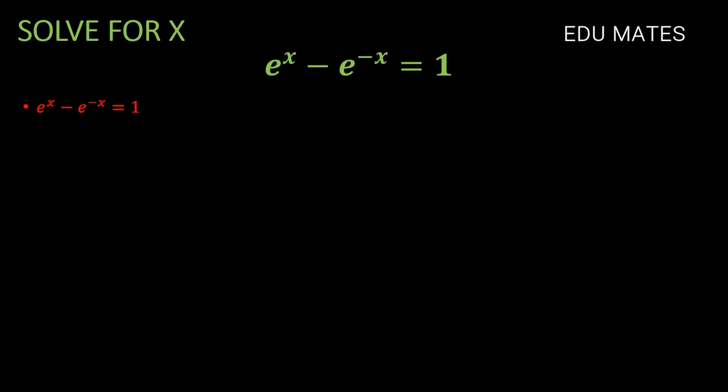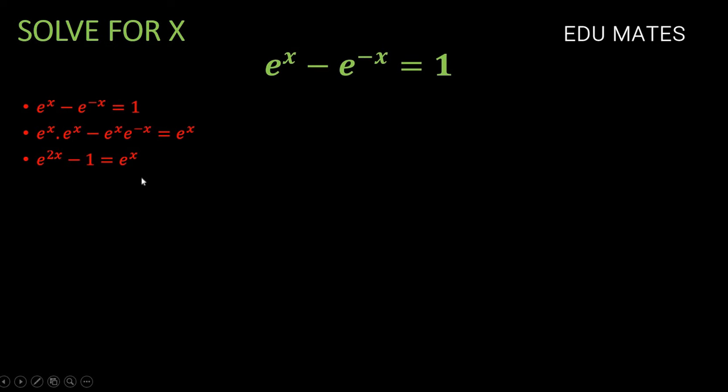First of all, multiply each and every term by e to the power x and our equation will become e to the power x times e to the power x minus e to the power x times e to the power minus x equals e to the power x. Okay, so the bases are same, so the powers will be added up and it will become x plus x equals 2x. So our first term will be e to the power 2x. Similarly, our second term is e to the power x times e to the power minus x, that is x minus x equals 0, and e to the power 0 equals 1.